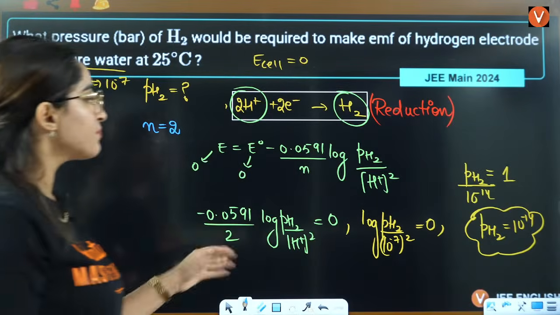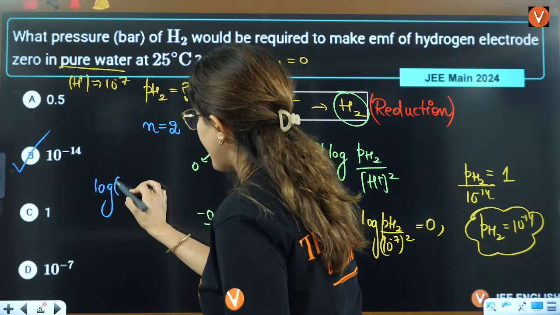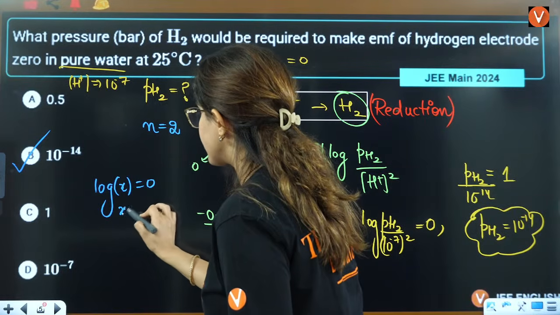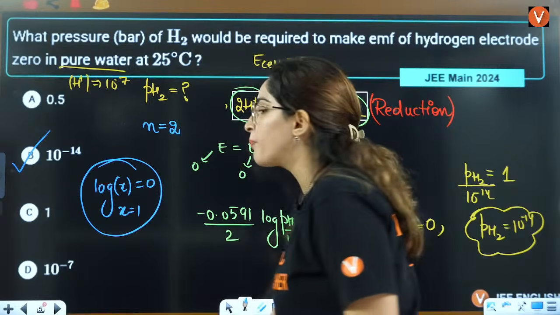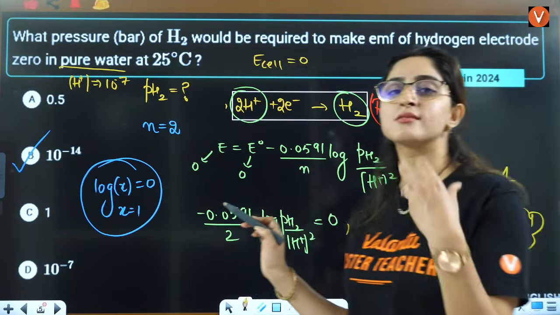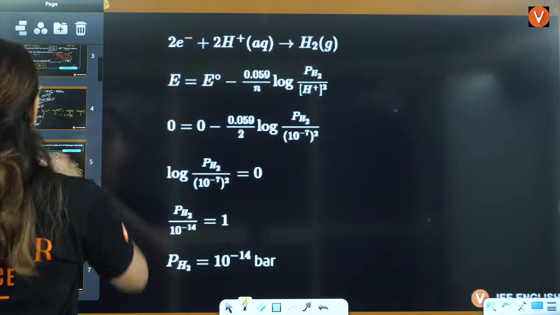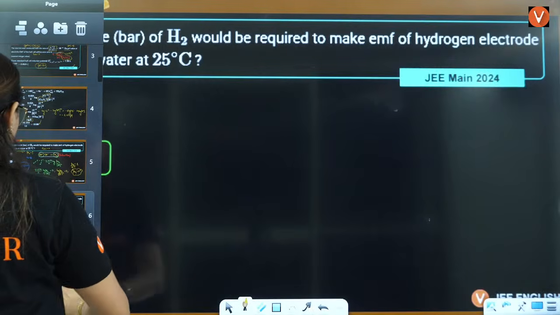Right? Okay? You need to know that log of x is 0, that means x is equal to 1. This property you should know about log. If I am saying that log of something is 0, that means that something is equal to 1 here. Is that clear to everybody or not?